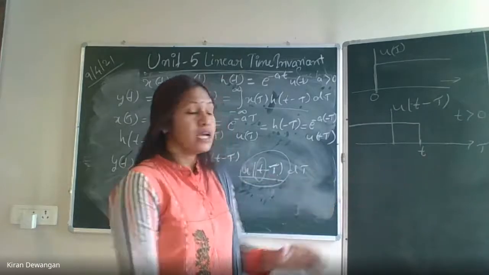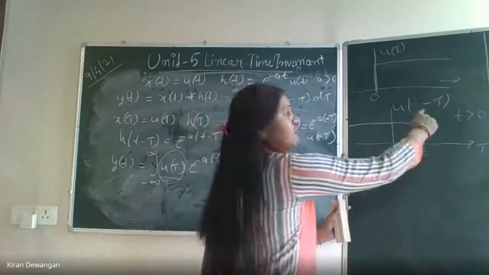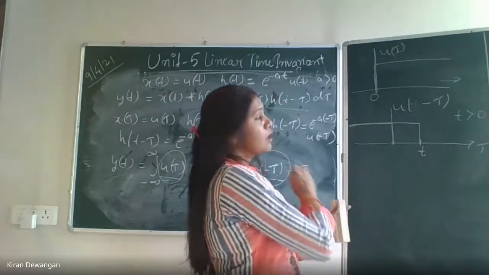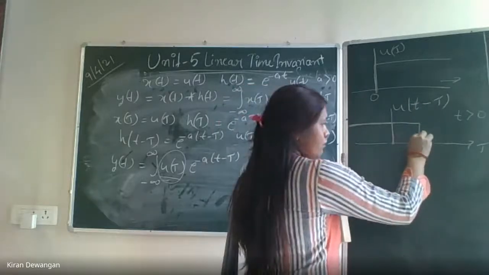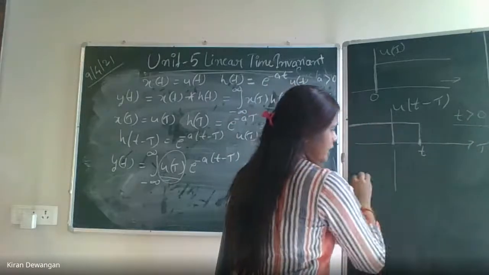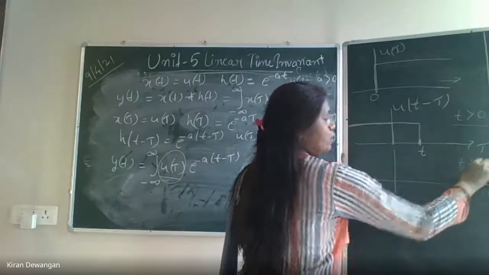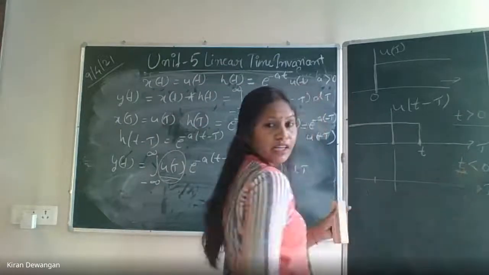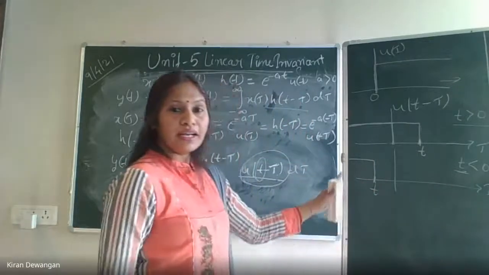Everyone reply fast. U of t minus tau, if I just take minus tau, it will start from 0 and it will go in the negative tau direction. But since here I am having t, which is t minus tau, it will start from here if t is a positive value and it will go in this direction. And in the same way, if this is tau and t is any negative value, then in that case it will start from here and it will go in the negative tau direction.